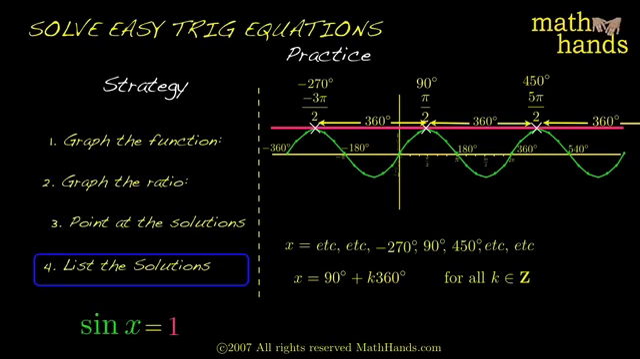And in a nutshell, that's it. That's how we solve these easy trig equations. Again, not much to it. You graph the equation, you graph the ratio, you point at the solutions, and you list them. Clear? All right, let's take a look at another example.